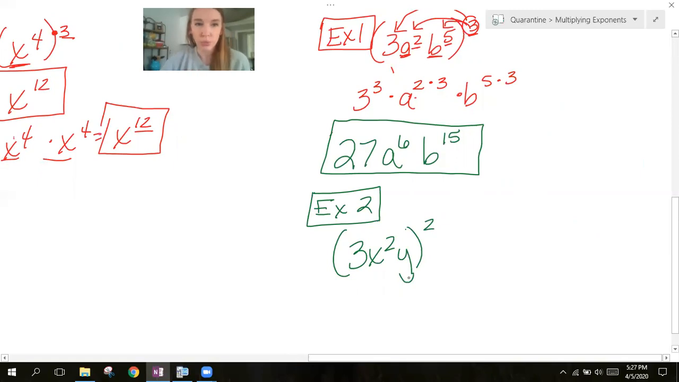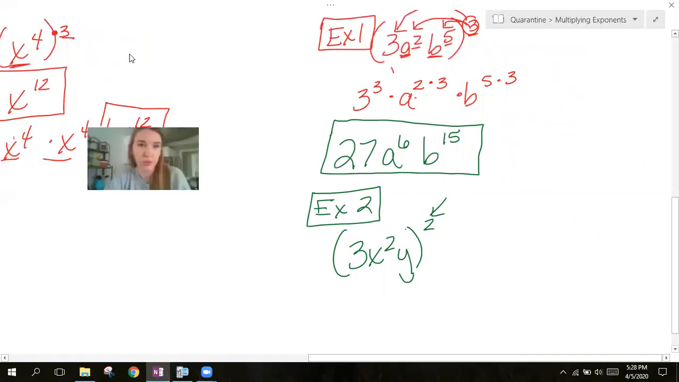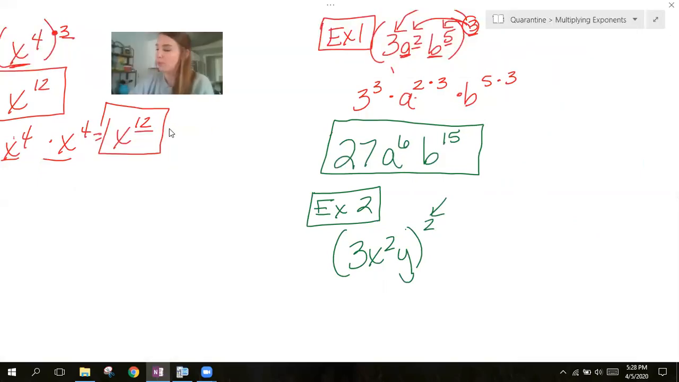Okay, so first thing I notice is that there's a lot of stuff being multiplied inside my parentheses, and then all of it is being taken to an exponent. So when all of my product is being taken to a power, I have to remember to distribute my exponent. I'm going to take this 2 and distribute it to everything inside of my parentheses first.